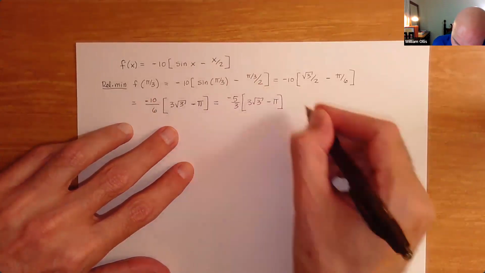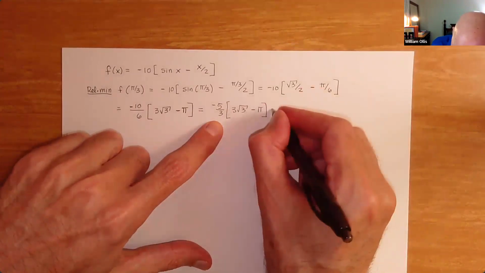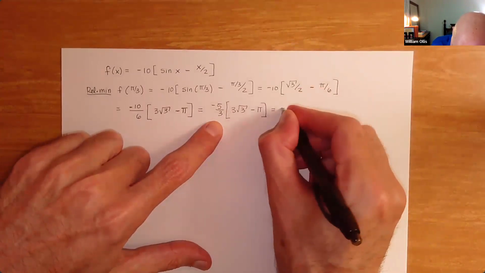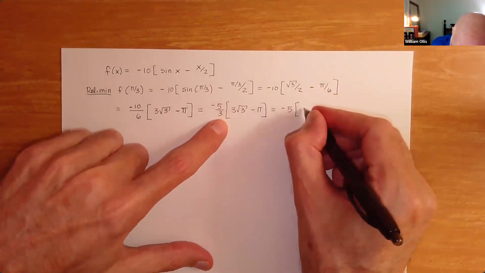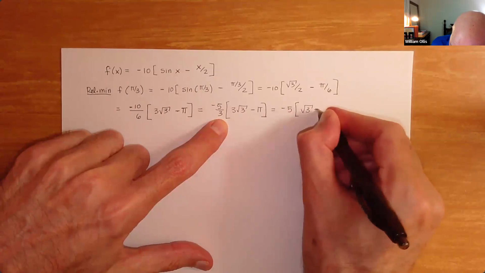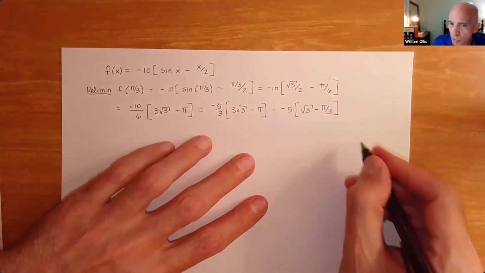And now we can move the 3 back inside. You're thinking, well, we could have done that before, but this is easily done this way. So we have -5, and we have the 3 absorbed, √3, minus pi over 3. So this sets up for a crude approximation, which is fine.